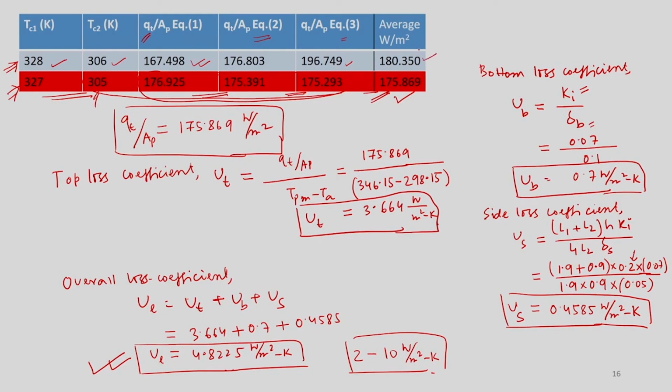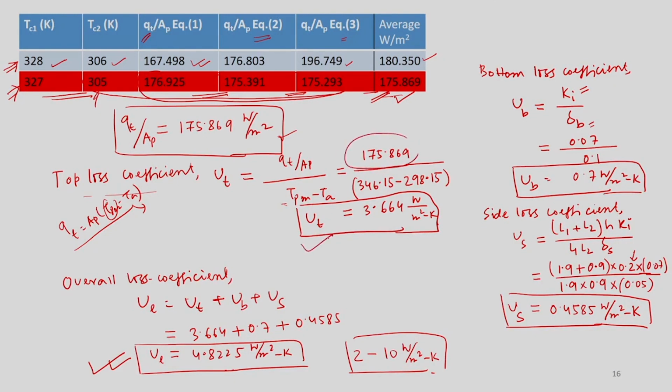So, the first set of readings we got were different from each other. Then finally, we got very close values given by all the 3 equations. Then we have taken the average, and once you know these values, then straight away you can calculate the top loss coefficient, because we know the expression QT is AP multiplied by (TPM minus TA). So, heat loss is taking place from the plate to the ambient, right. These values are known to us and this is calculated.